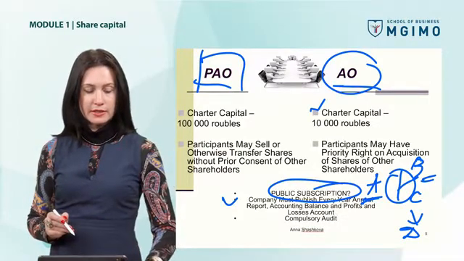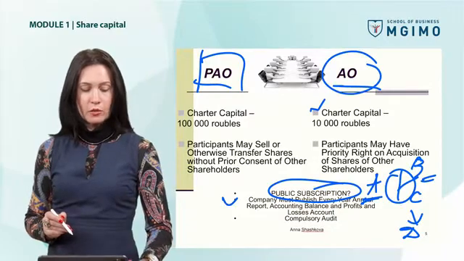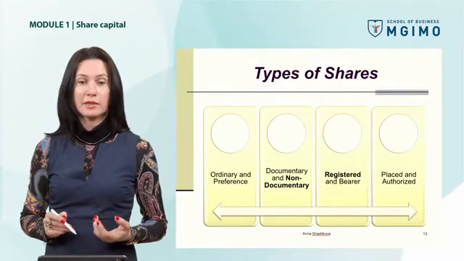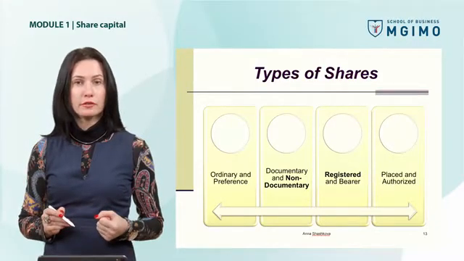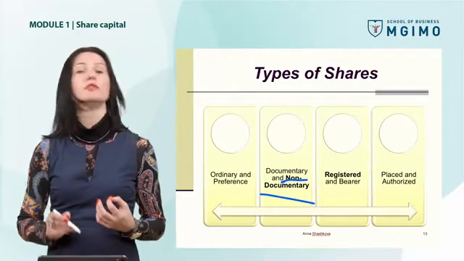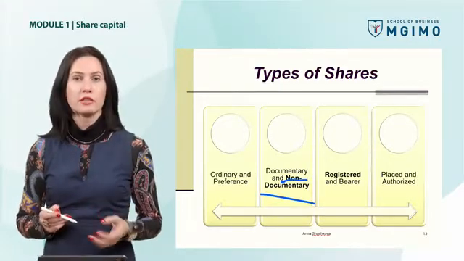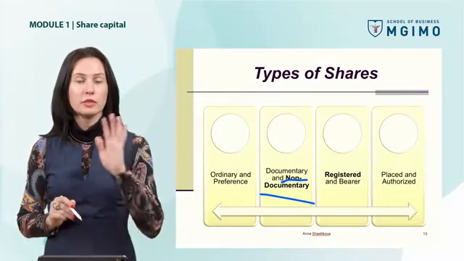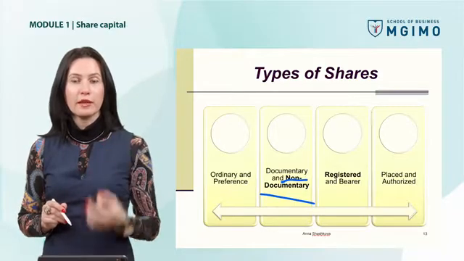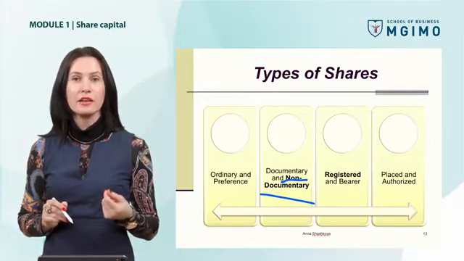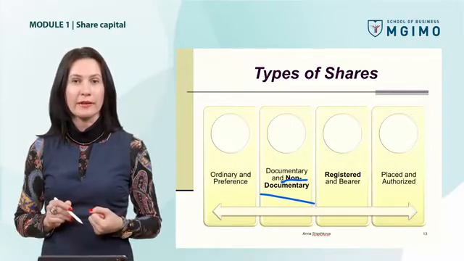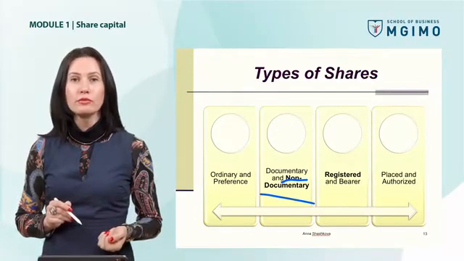Next, what is important here? We shall speak about types of shares in a company limited by shares. First of all, look here. When we speak about the Russian Federation, we speak about only non-documentary shares. So there is no paper which is called a share. That is why a share is something which is in electronic form. You cannot find a share somewhere.